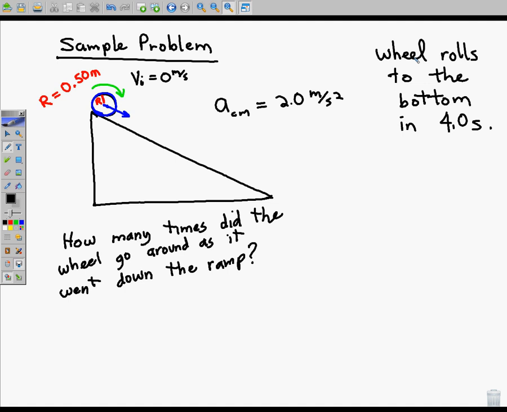So you have this wheel that has a radius of 0.50 meters. It starts with initial velocity of 0 and it rolls down this ramp. The acceleration of the center of mass is 2 meters per second squared. That's how fast the tire is speeding up as it rolls down that ramp. And the wheel rolls to the bottom of the ramp in 4 seconds. The question is, how many times did that wheel go around as it went down the ramp?